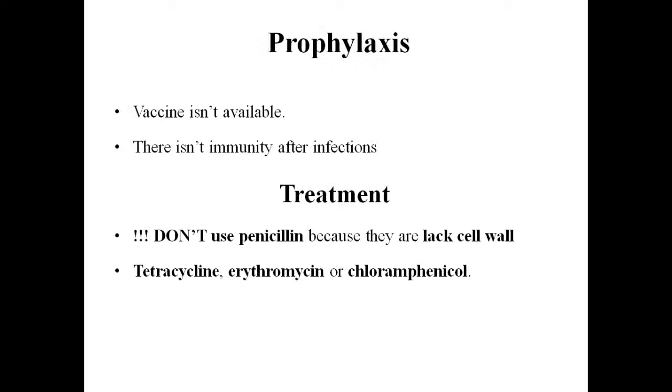What about prophylaxis and treatment? Vaccines are not available for mycoplasma infections, and there is no immunity after infections. Most mycoplasma infections are also chronic infections like chlamydia. Treatment. You should also remember that we must not use penicillin because mycoplasma lacks a cell wall. Chlamydial and mycoplasma infections are not treated by penicillin and the same penicillin antibiotics. We may use antibiotics like tetracycline, erythromycin, and chloramphenicol.